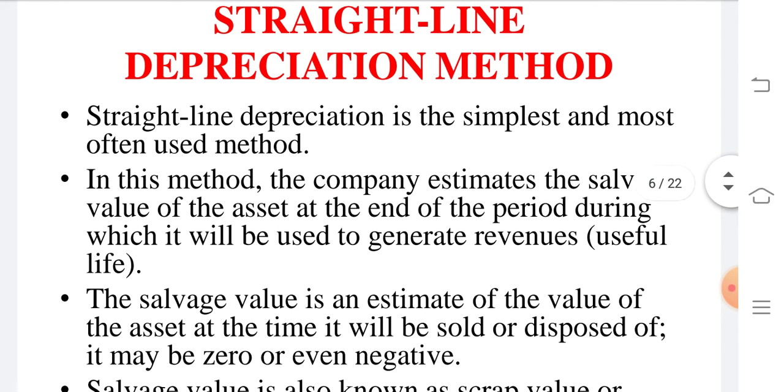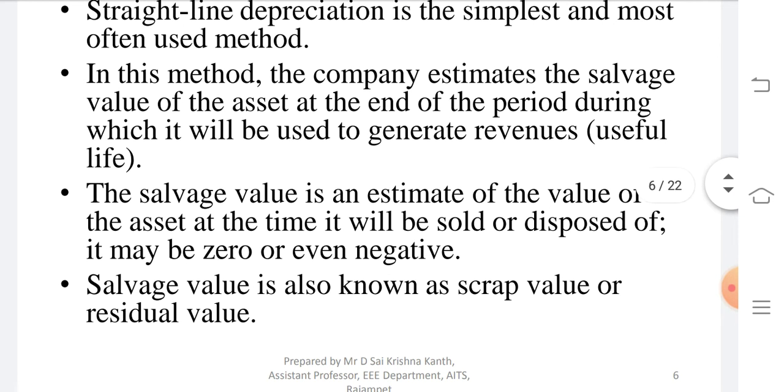Straight line depreciation is the most common and the simplest method, being used in almost all companies. Here I am going to explain it with an example, which is presented in the coming slides. So kindly listen. In this method, the company estimates the salvage value of the asset at the end of the period during which it will be used to generate revenues.